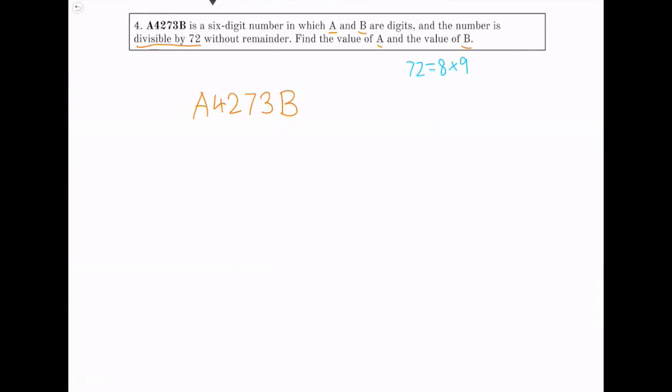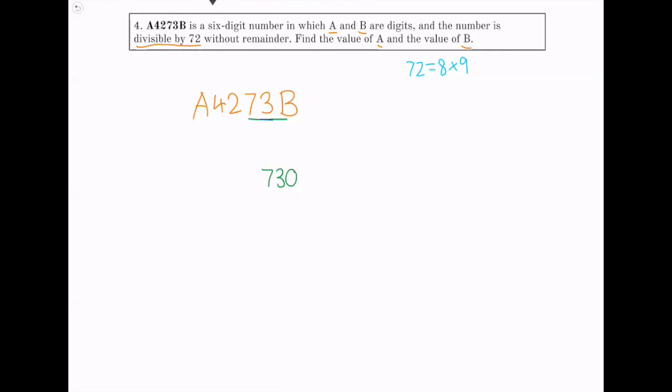So when will it be divisible by 8? These digits have to be a multiple of 8. When will this happen? Well, if B is 0, let me explain it more clearly.